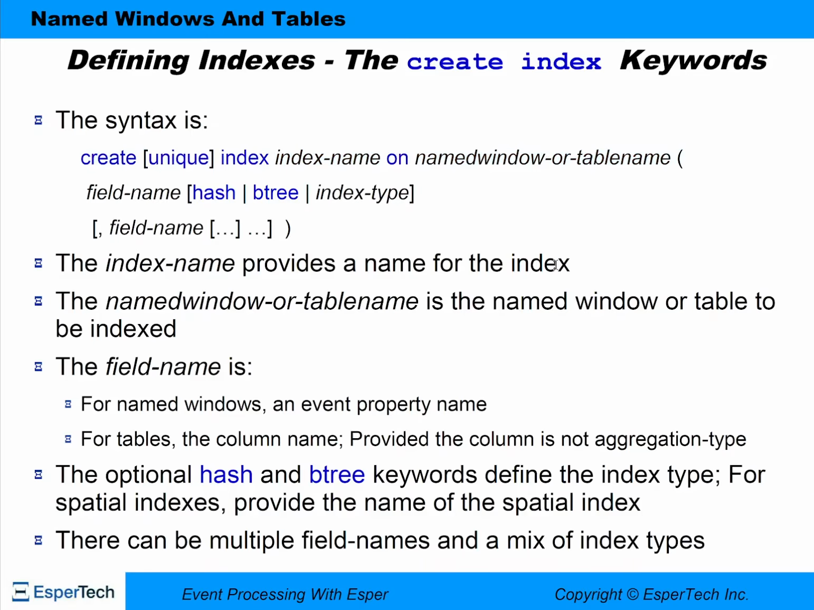The index name provides a name for the index. The named window or table name is the named window or table to be indexed. The field name is, for named windows, an event property name. And the field name is, for tables, the column name, provided the column is not aggregation type. The optional hash and B-tree keywords define the index type. For spatial indexes, provide the name of the spatial index. There can be multiple field names and a mix of index types.